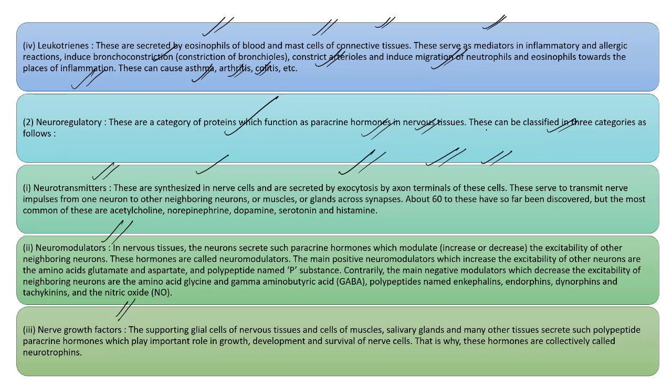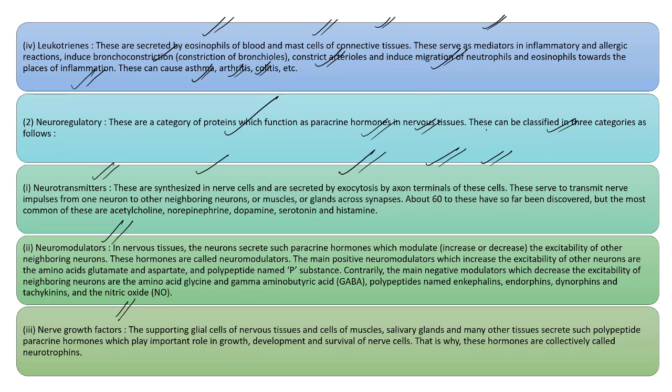Neuromodulators: in nervous tissue, the neurons secrete paracrine hormones which modulate, increase, or decrease the excitability of other neighboring neurons. These hormones are called neuromodulators. The main positive neuromodulators, which increase the excitability of other neurons, are the amino acids glutamate and aspartate, and polypeptide P. Contrarily, the main negative modulators, which decrease the excitability of neighboring neurons, are the amino acid glycine and gamma aminobutyric acid.